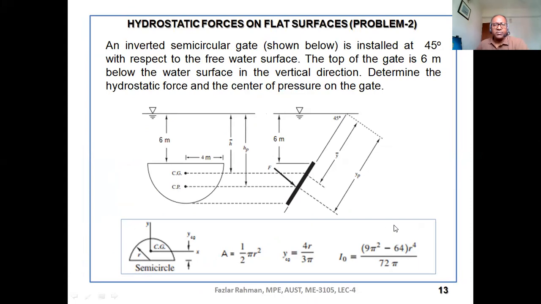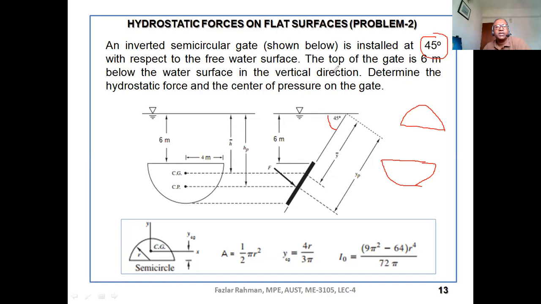So you see in the figure, it's saying an inverted semicircular gate. Inverted means upside down. You can put this two way. You can put flat surface at the top this way, or you can put flat surface at the bottom in underwater. So it's saying an inverted semicircular gate shown below is installed at angle 45 degree right over here, with respect to the free surface. So immediately this is theta.